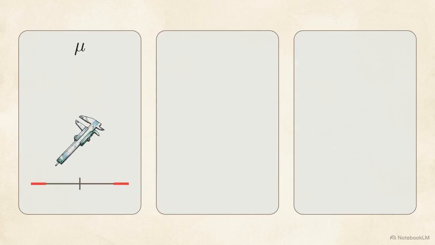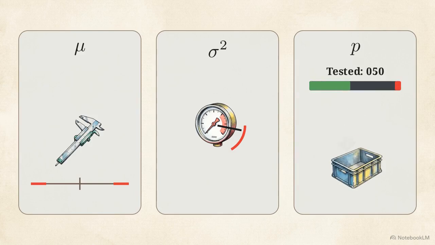Use the two-sided calipers to check if your population mean is drifting. Use the pressure gauge to test if your variance is shaking out of control. And use the sorting bin to check the proportion of defects in large samples.